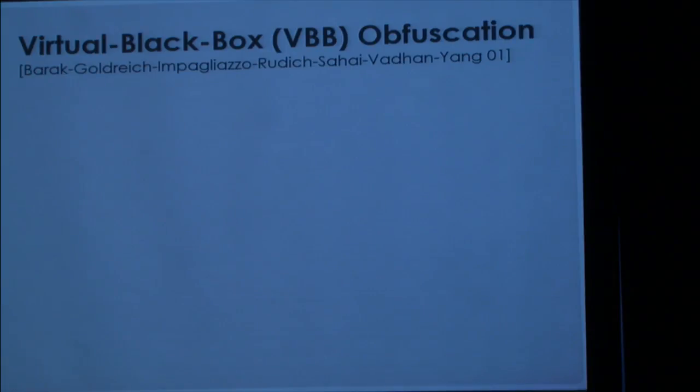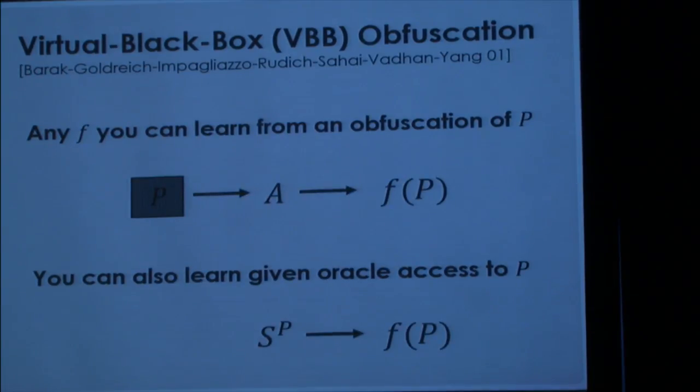A bit more formally, the definition says that for every program P and for every property F of this program, if there's an efficient adversary that can learn this property from the obfuscated program, then this means that this property cannot be secret. So there's also an efficient simulator that can learn the same property given only oracle access to the program, or black box access. Again, anything that you can learn from the obfuscated program, you could also learn given oracle access. So, questions about this definition?